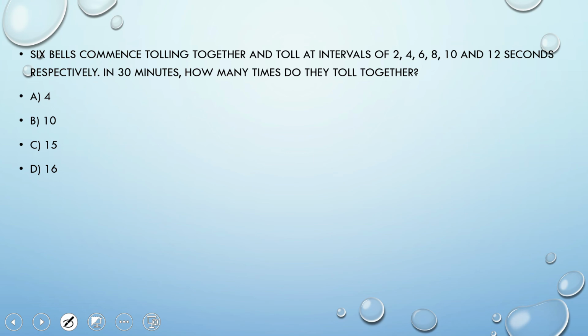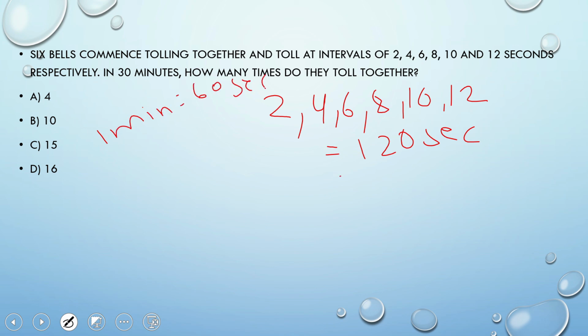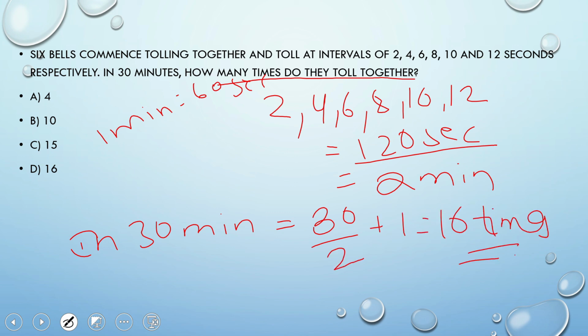In these sorts of questions, you have to take the LCM of the numbers, that is 2, 4, 6, 8, 10 and 12. The LCM of these numbers is 120 seconds. We know that 1 minute equals 60 seconds, so 120 seconds is equal to 2 minutes. Now in 30 minutes, how many times do they toll together? That is 30 divided by 2 plus 1, that is 16 times. So they toll together 16 times, which is option number D. So D is the correct answer.